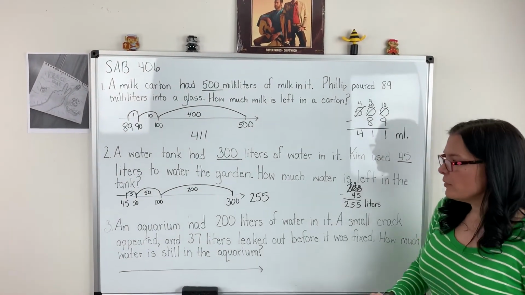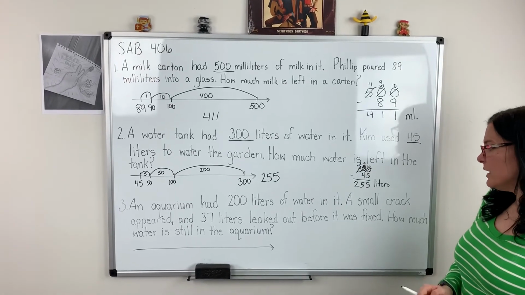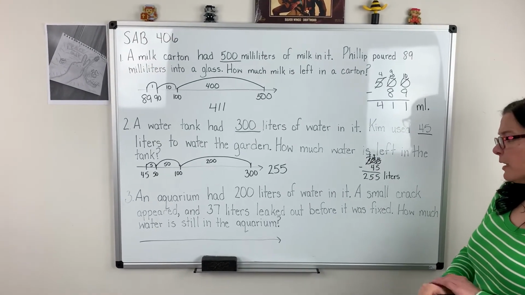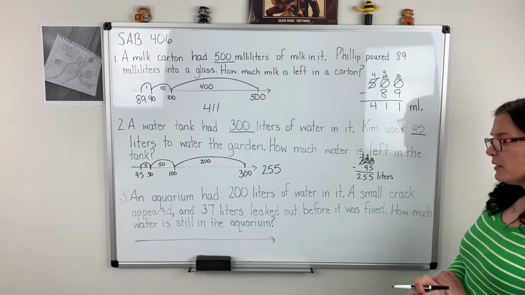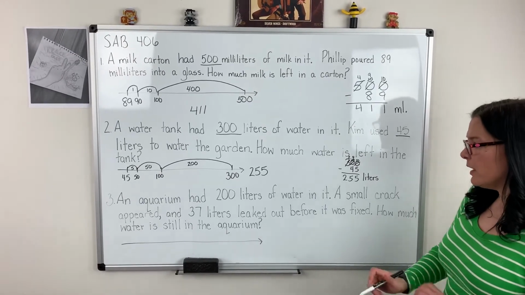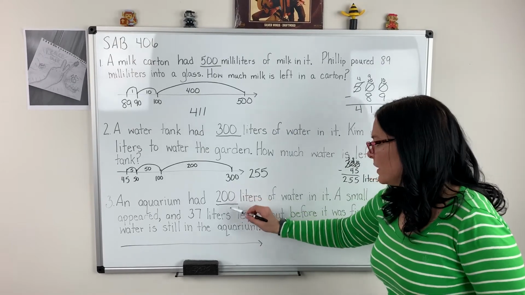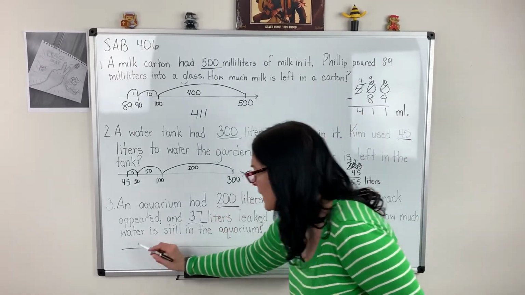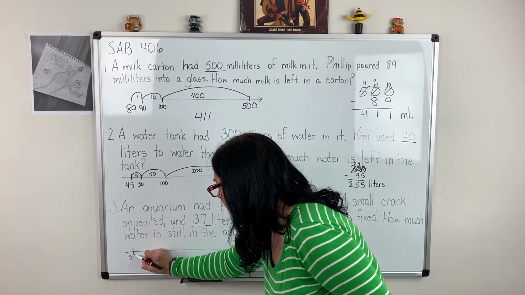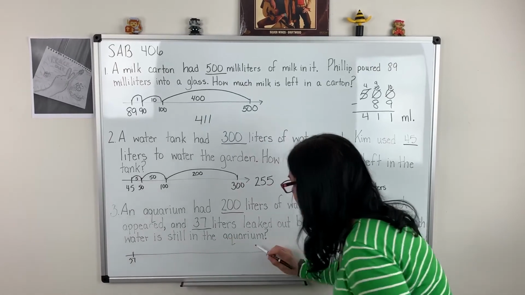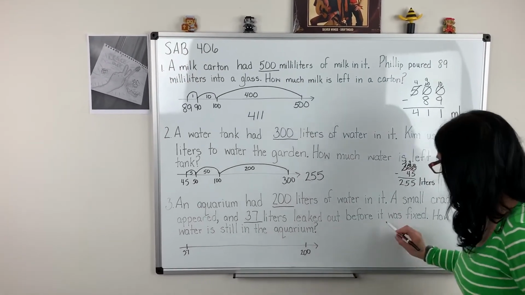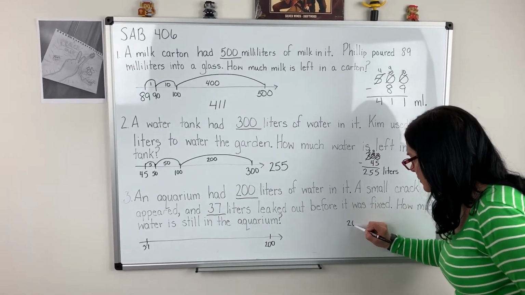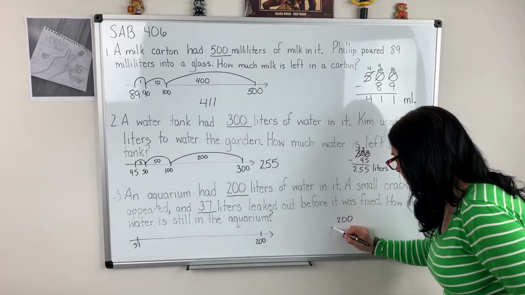And our last one for right now, an aquarium had 200 liters of water in it. A small crack appeared and 37 liters leaked out before it was fixed. How much water is still in the aquarium? We have 200, 37 leaked out. Put my 37, my 200. I'm going to write my traditional algorithm up here so I remember I need to check it.